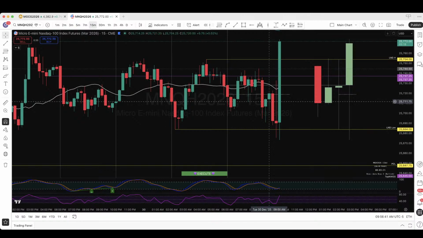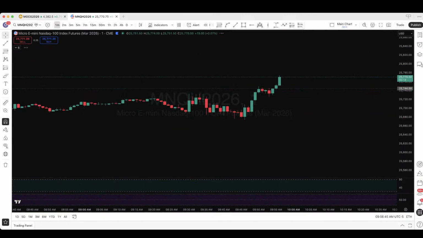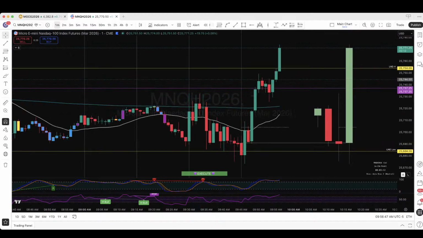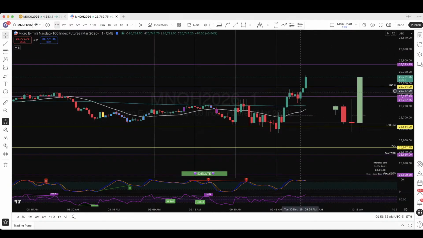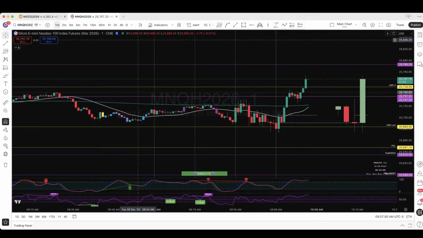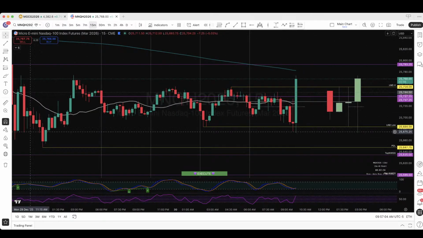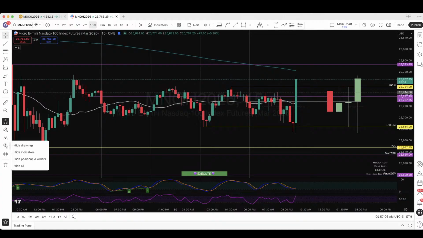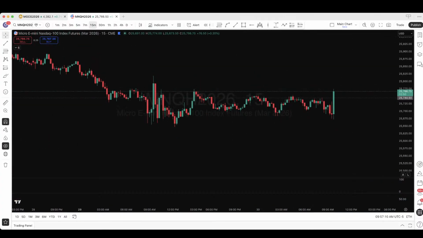Well, Jesus Christ, NQ decided, oh, that's a 15-minute candle. Decided to pump there, go to hit London High. There we go. That was a pretty good trade right there. NQ was just choppy. So I've been looking at gold. Really, it's still in this range.